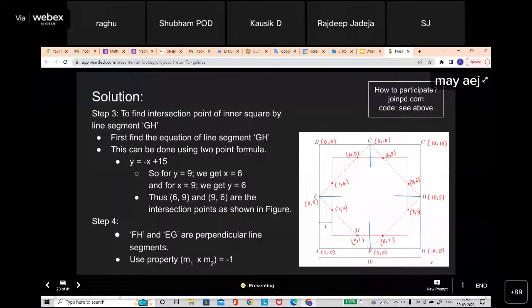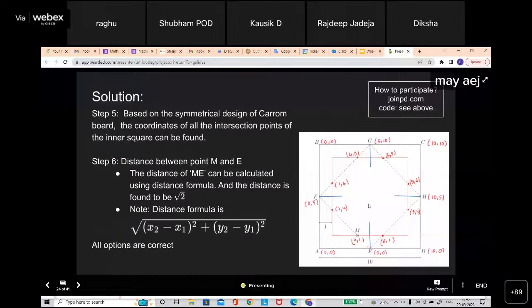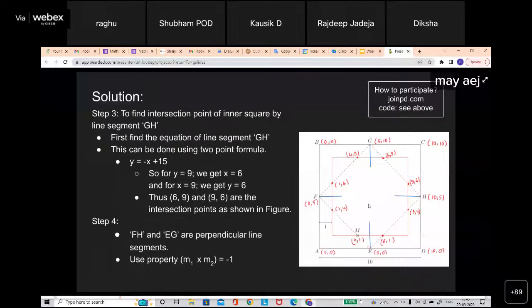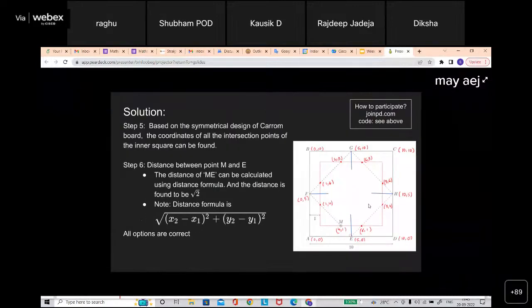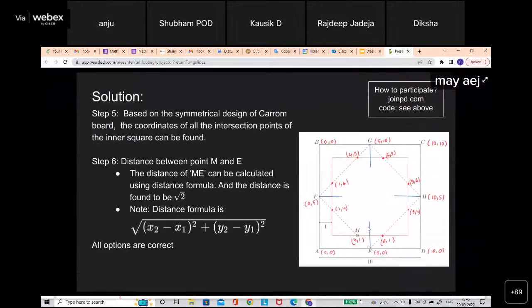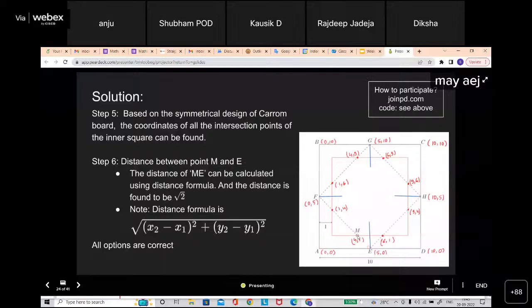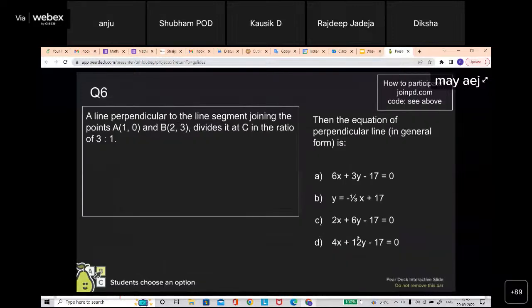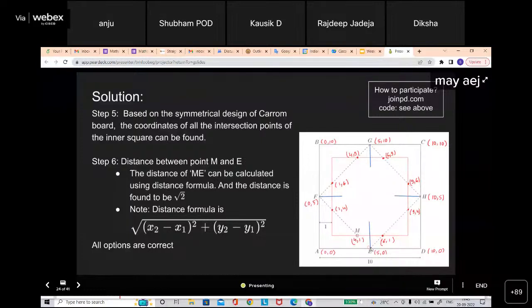So how do you get the point M coordinates? Point M. Yeah, this one. Okay, we will see that. So to get point M, see, this is the midpoint, this is the midpoint, right?